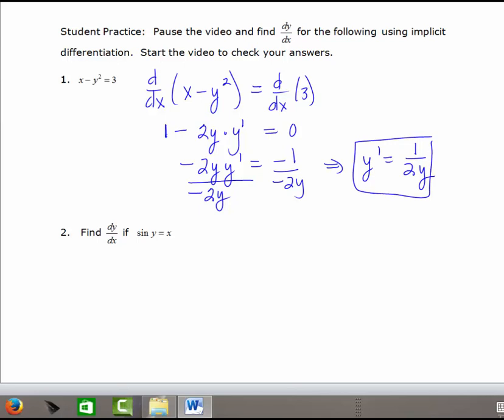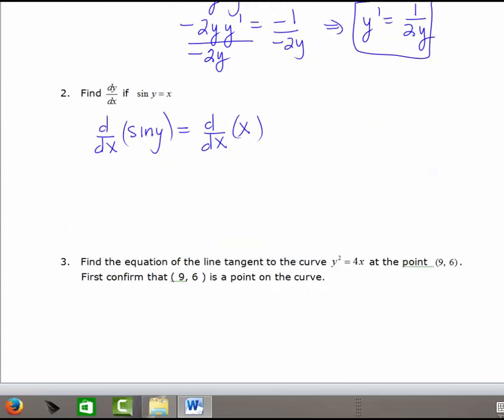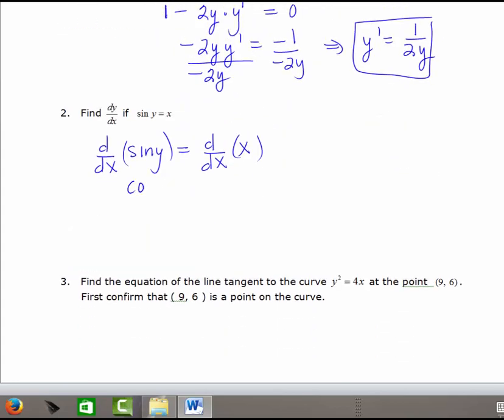Alright, let's look at the second example. I want to differentiate each side with respect to x. So d/dx of sine y equals d/dx of x. The derivative of sine y is cosine y times y prime. The derivative of x is 1. Solving for y prime, I'll divide each side by cosine y. So y prime is either equal to 1 over cosine y or secant y.